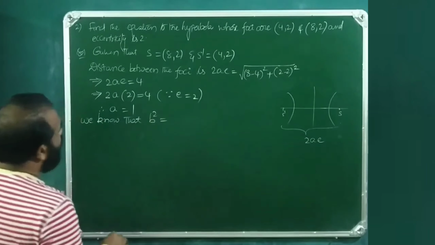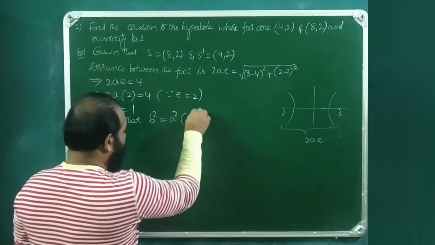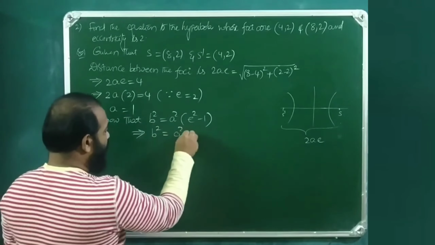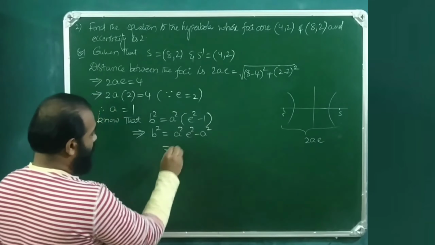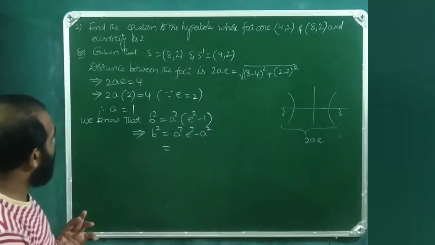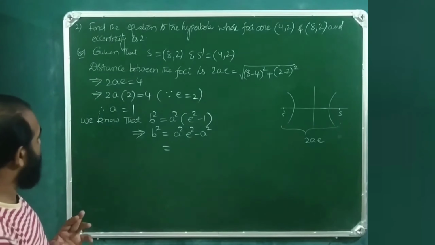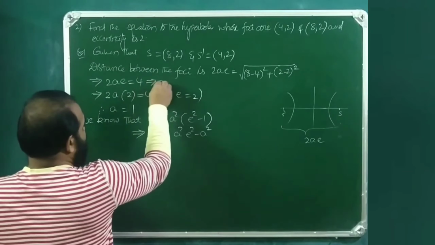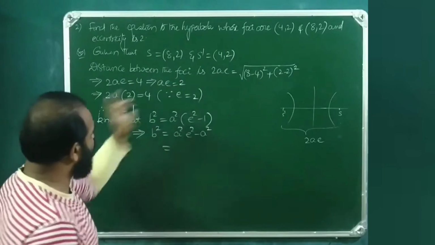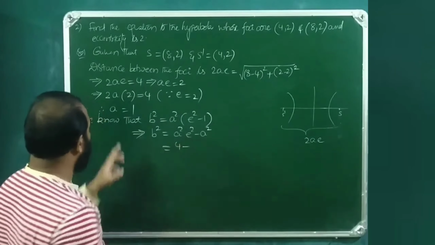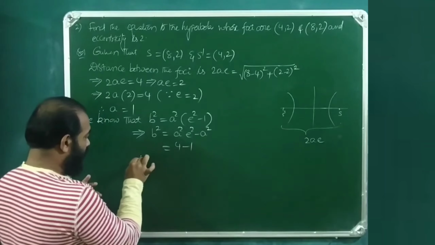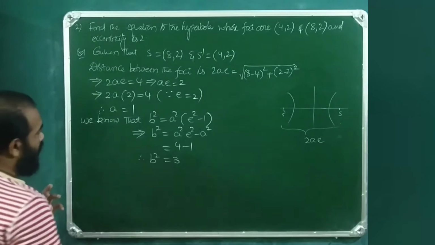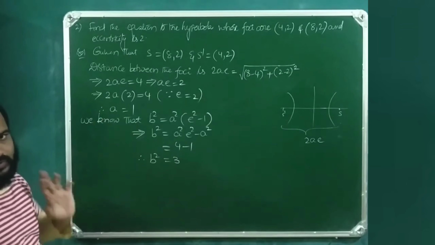b square is equal to a square into e square minus 1. This implies b square is equal to a square e square minus a square. So a square e square is equal to, a, so 2a is equal to 4. From this ae is equal to 2. So 2 square is 4 minus a square is 1. So therefore b square is equal to 3. Now we have a square and b square.